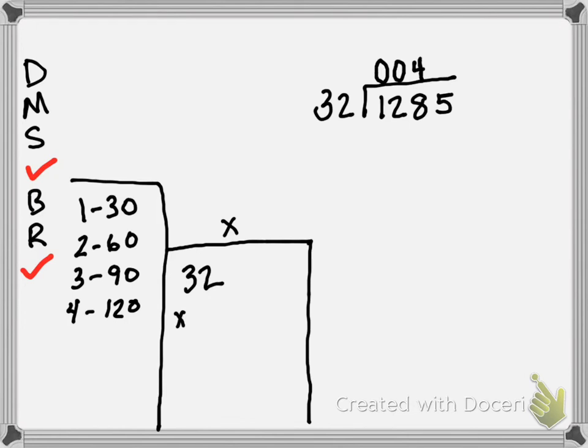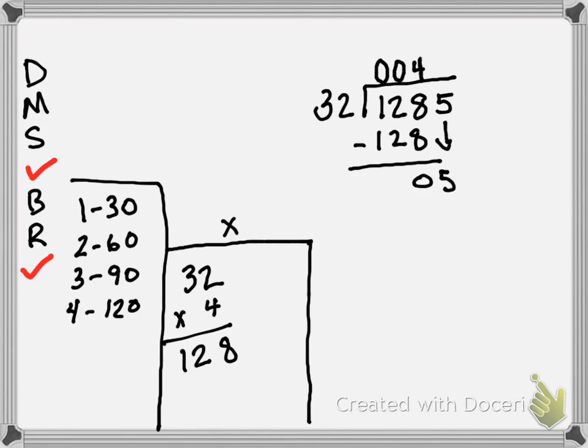And I'm going to multiply 32 times 4 now. And I get 128. I'm going to write that directly underneath the 128. My next step is to subtract. We're going to get 0. We check, is this answer less than our divisor? Yes, 0 is less than 32. I can move on to the rest of my algorithm, which is bring down my 5.